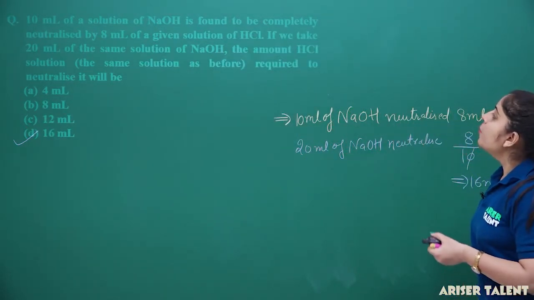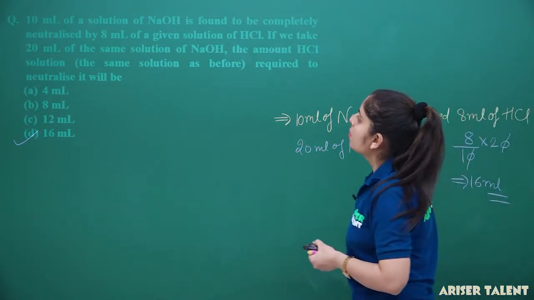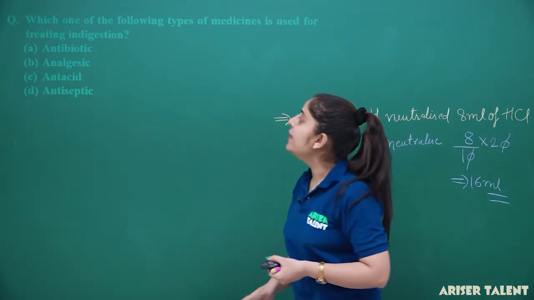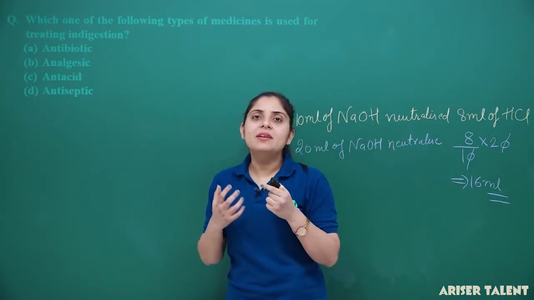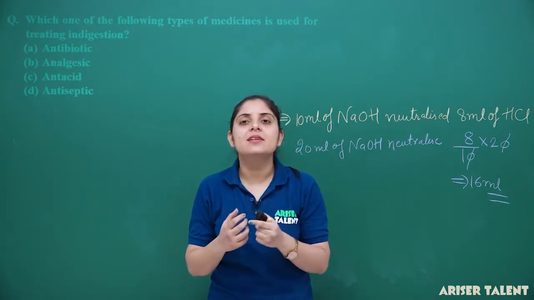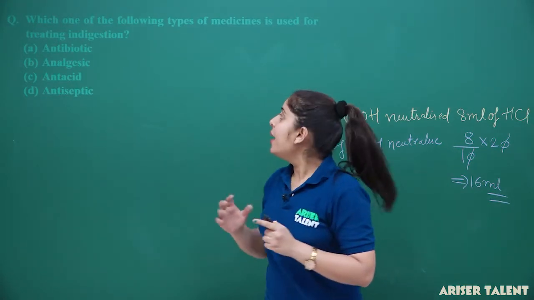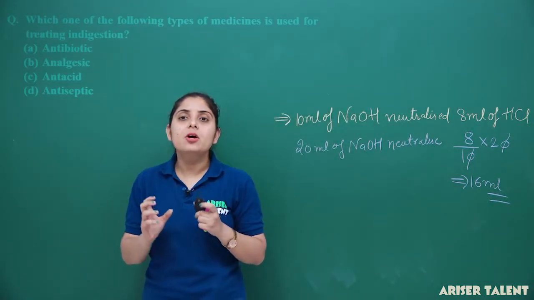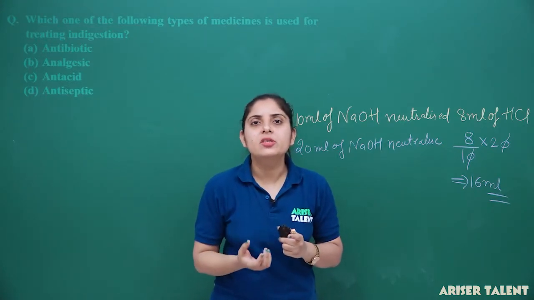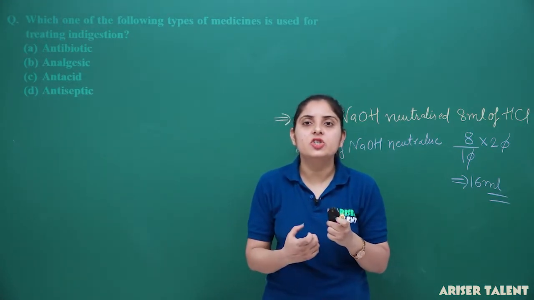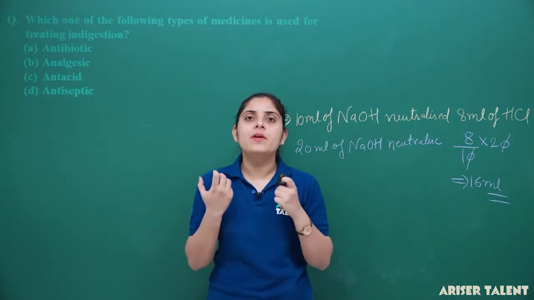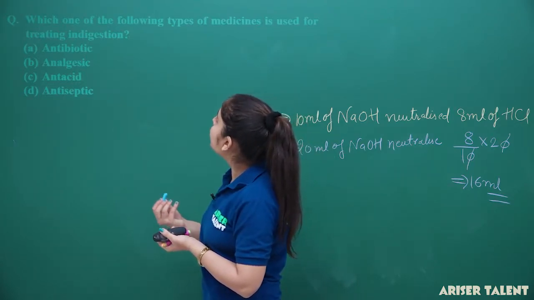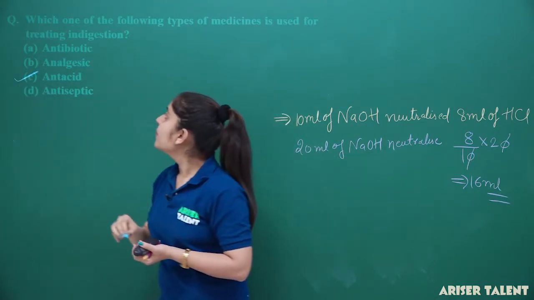Now we are moving to our next question. Which one of the following types of medicines is used for treating indigestion? As we have already discussed in chapter number 2, indigestion can be solved by having antacids, because antacids contain magnesium hydroxide or some other compounds of magnesium which will reduce the effect of acidity in the stomach and provide us relief. So the medicine used for treating indigestion will always be the antacids.